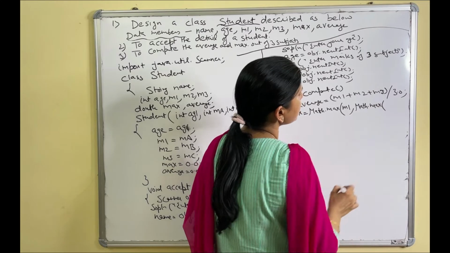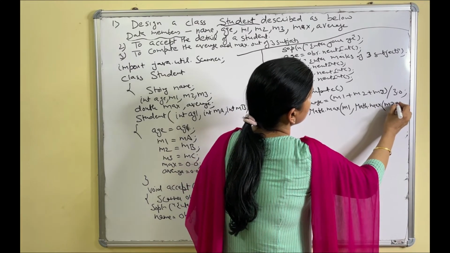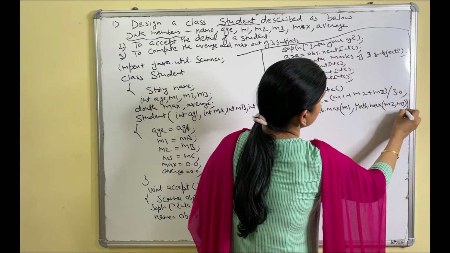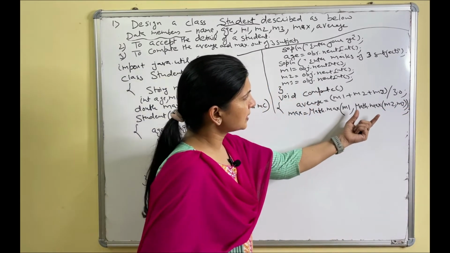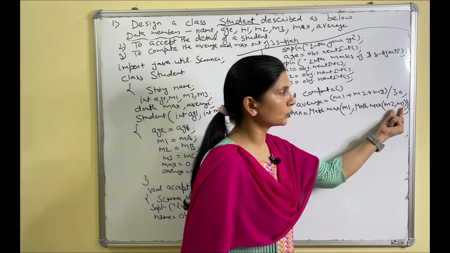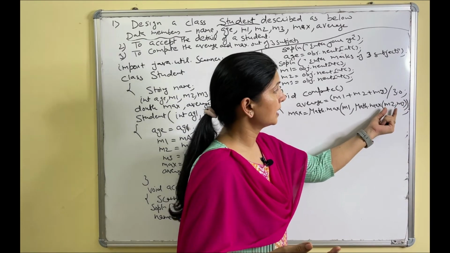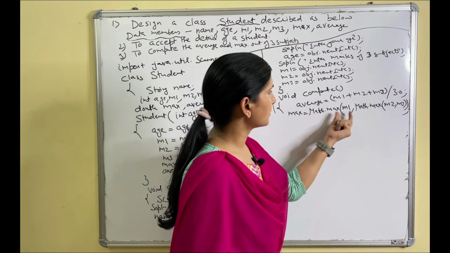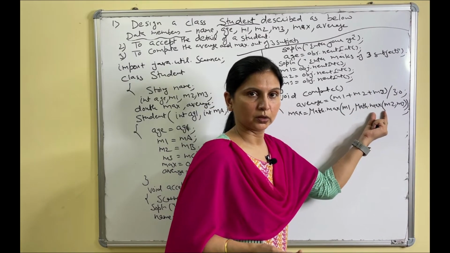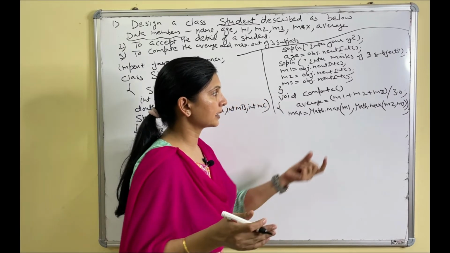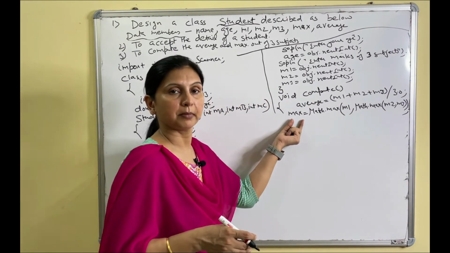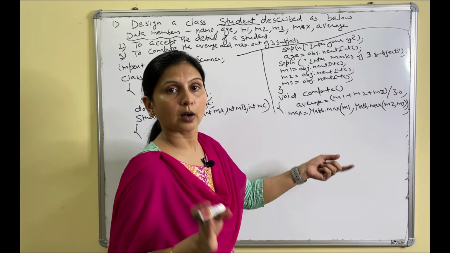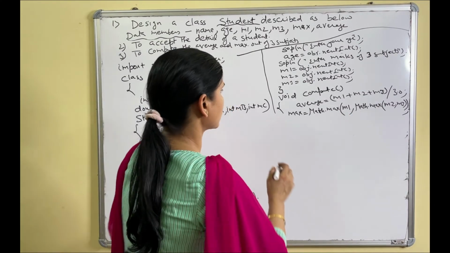Math.max, we will pass M2, M3, right? This is the outer bracket, so first it will be solved: Math.max(M2, M3). Whatever is maximum will be returned. If it is M2, then Math.max(M1, M2). So whatever is maximum in M1 and M2 will be assigned into max, right? So this is the way to find out the maximum out of 3 subject marks.